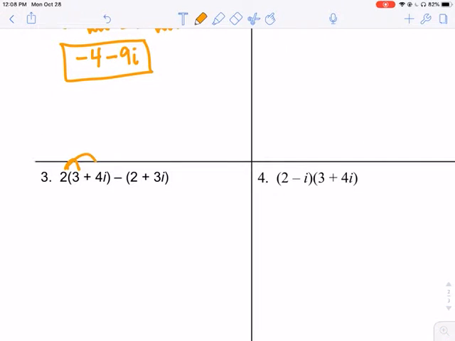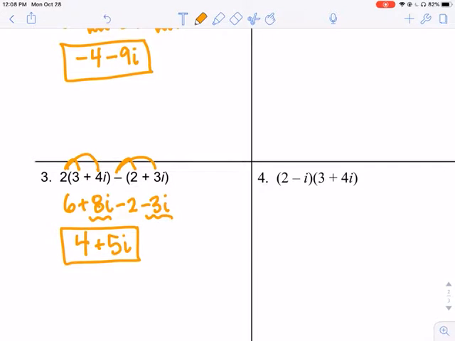I'm going to distribute in. I get 6 plus 8i. Distribute in the negative, -2 minus 3i. Again, looking for like terms, so 6 minus 2 would be 4, and 8i minus 3i would be positive 5i. You want to make sure that you write it in this order and don't flip it, because complex numbers are written with the real part first and the imaginary part second.